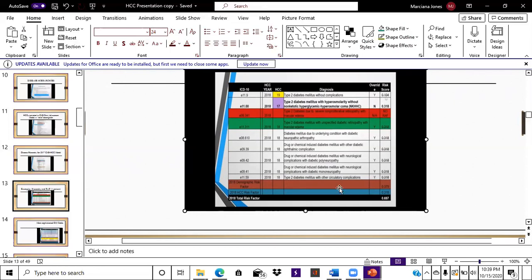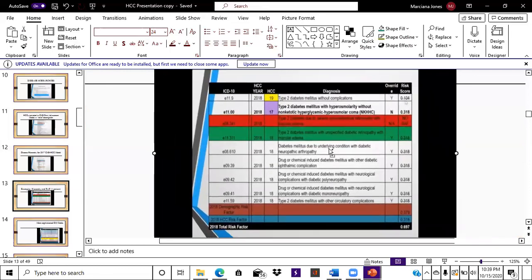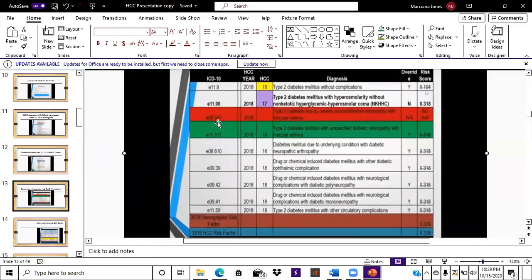Let me make it bigger again. So you see here, where my cursor is, E06.341. That's diabetes type 2 due to severe non-proliferative retinopathy with macular edema.